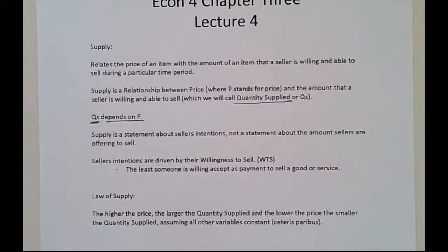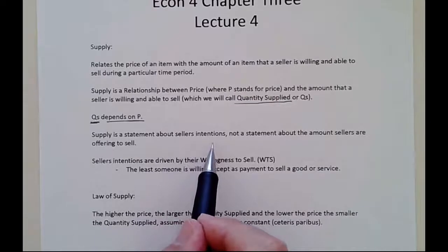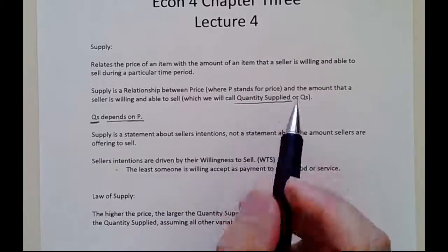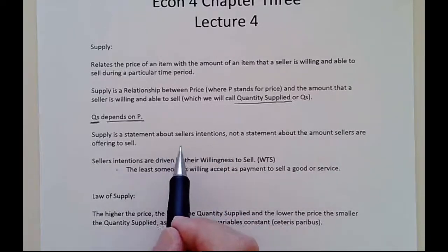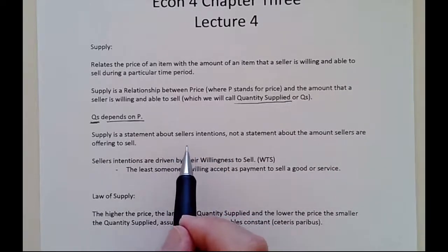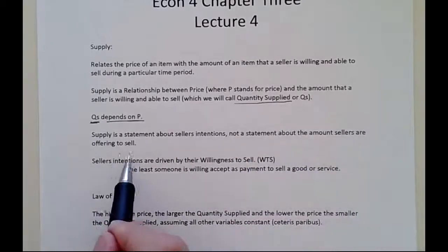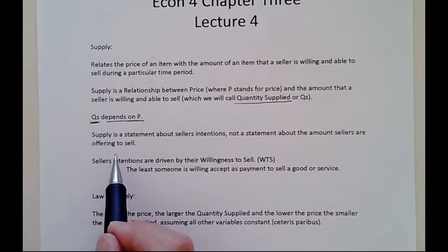Supply, again, like demand, is a statement about sellers' intentions. So it's not the actual amount that's being offered for sale, that's the quantity supplied. This simply is the intentions of the sellers. So at every possible price, it tells us what the sellers will do. It's not a statement about the amount sellers are offering to sell. That's the quantity supplied. So again, demand and quantity demanded are different. Supply and quantity supplied are different.